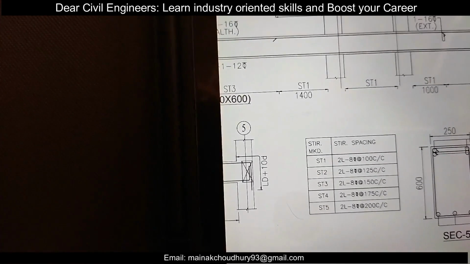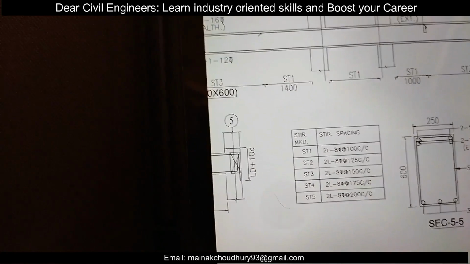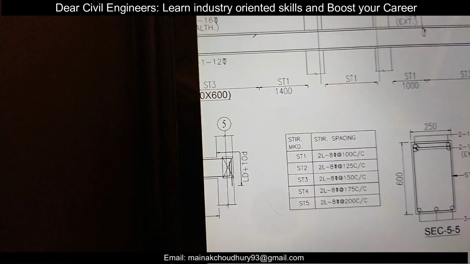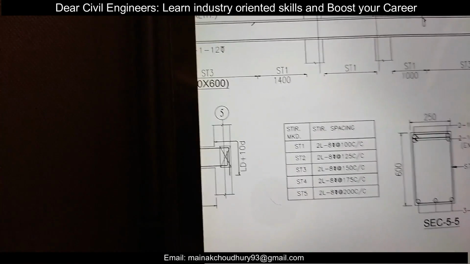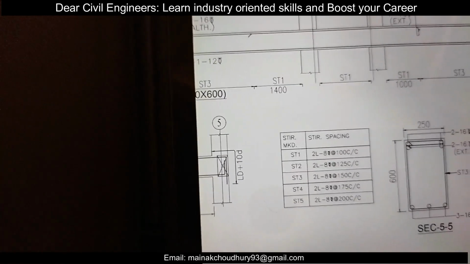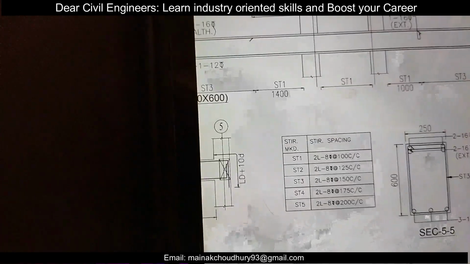ST5 stirrups, as you can see, are 2-legged stirrups. One single stirrup is provided, 2-leg stirrups, and 8 mm rebars are used at a spacing of 200 center to center. So now we'll check all these details at the site.